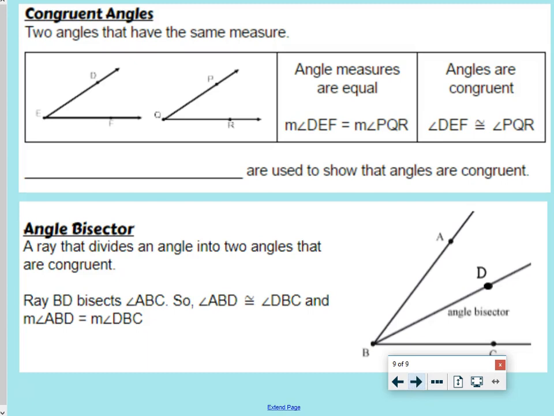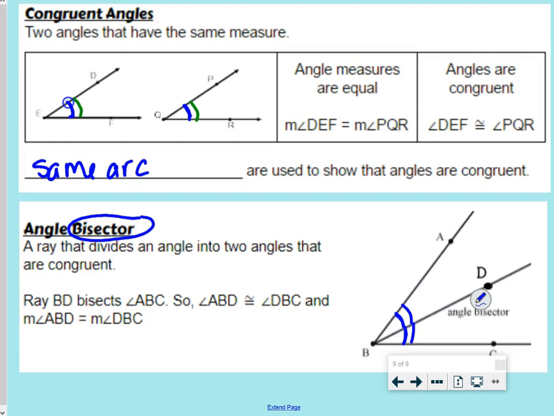Last piece: congruent angles are just two angles that have the same measure. As long as they have the same measure, they are equal and they are also congruent. The same arc is used to show that angles are congruent. Here I marked these angles as congruent by using this arc. You will sometimes also see a double arc used to mark congruent angles. And then angle bisector. That word bisector, remember, means cut in half. So it is a ray that divides an angle into two angles that are congruent. It's making these two angles congruent.